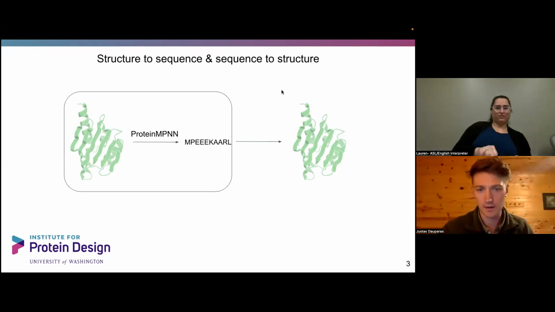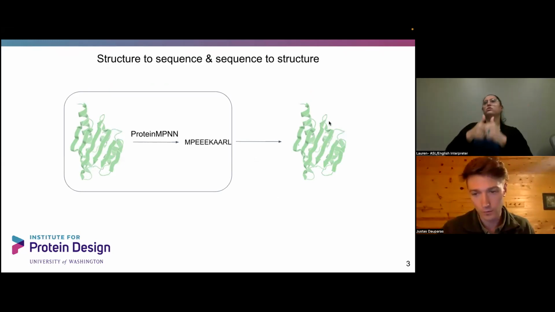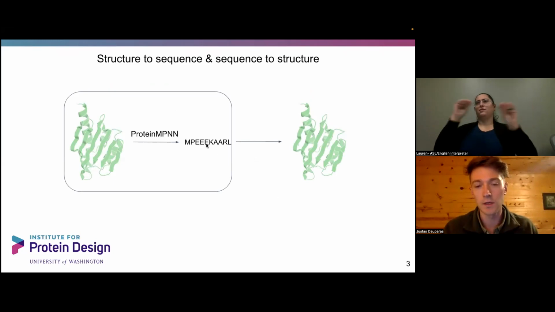ProteinMPNN is a model to map protein backbone geometry into protein sequences. So this is structure to sequence mapping, and we have all heard of AlphaFold and RoseTTAFold, which predict structure from a sequence.